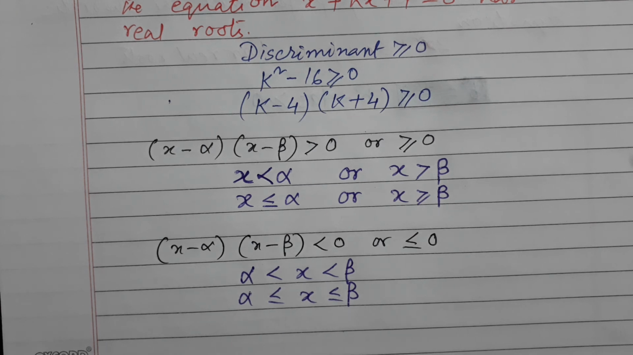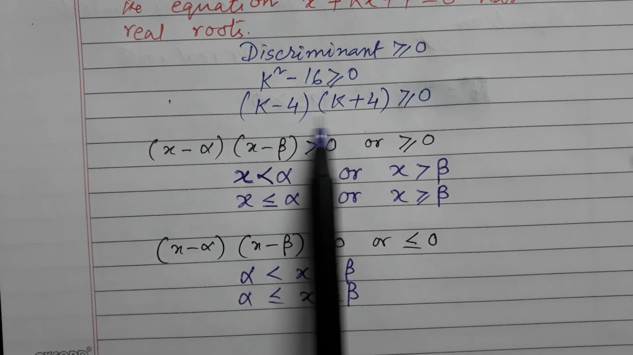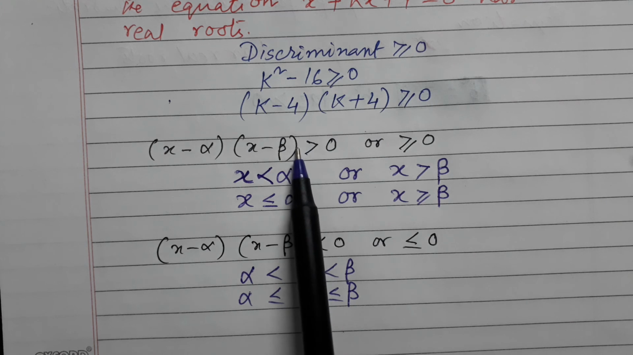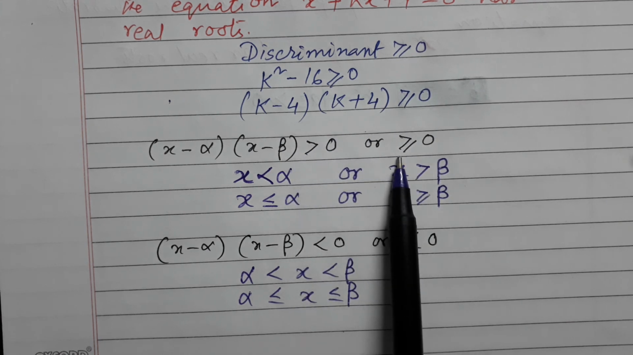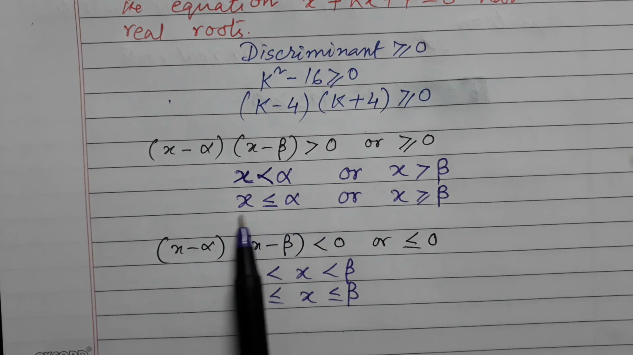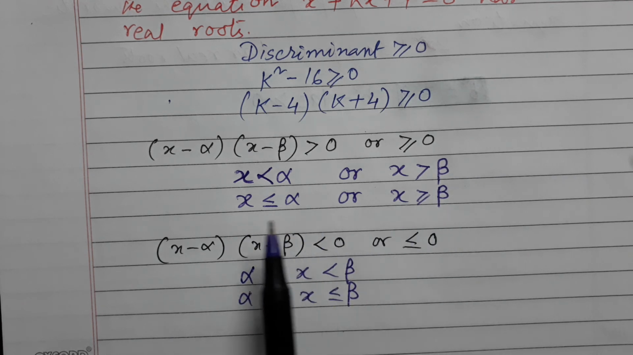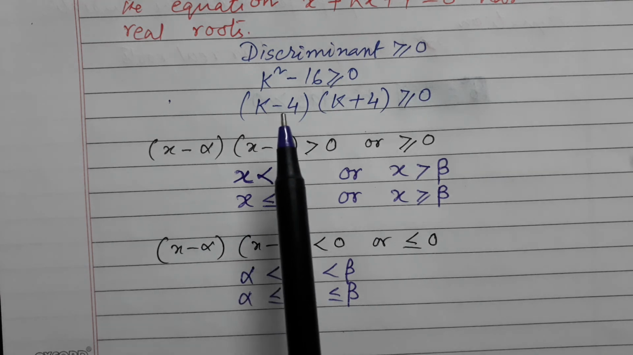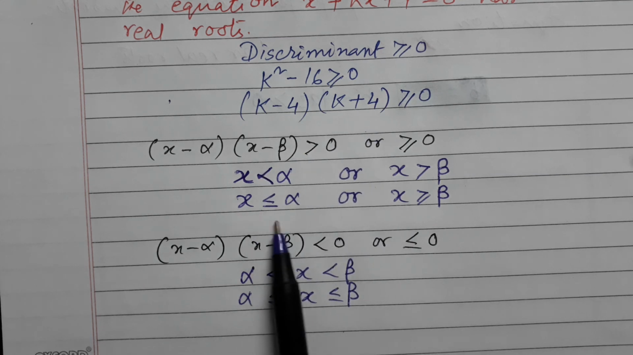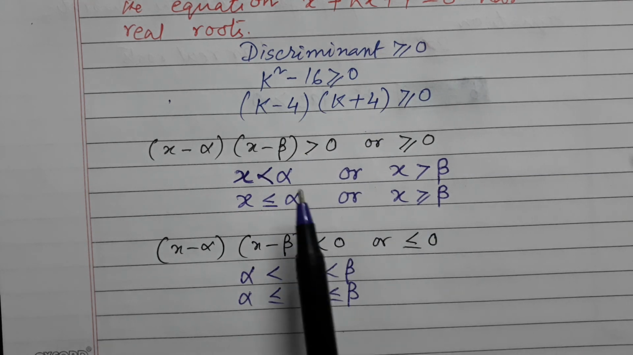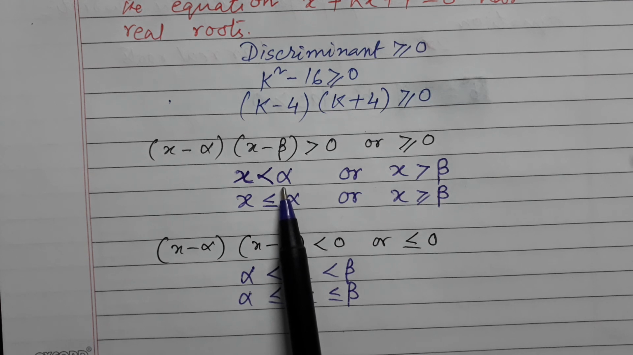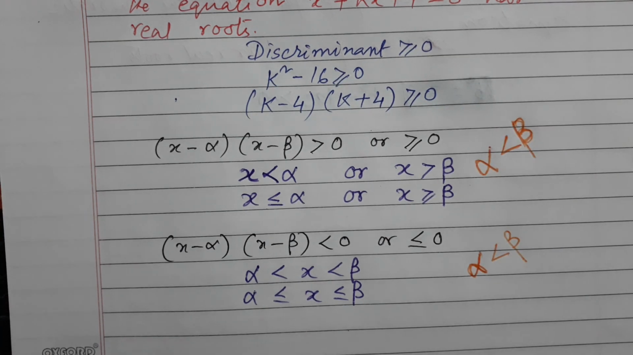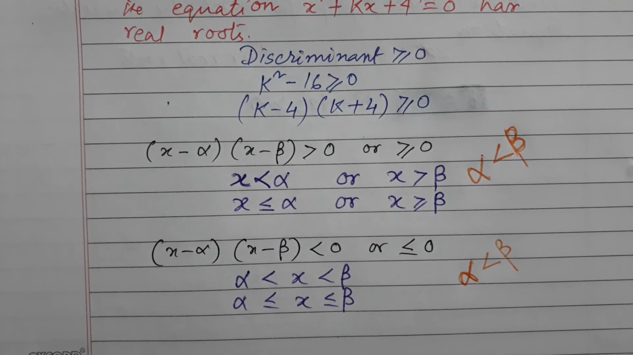Now here we can see that (x − 4)(x + 4), here 4 is alpha and −4 is beta, is greater than or equal to 0. That means this situation, so we need to take this situation. So we can write the value of k should be less than or equal to −4, here we will take −4, and greater than or equal to 4. Here one more thing I have to say, that alpha must be less than beta. In both the cases alpha must be less than beta.